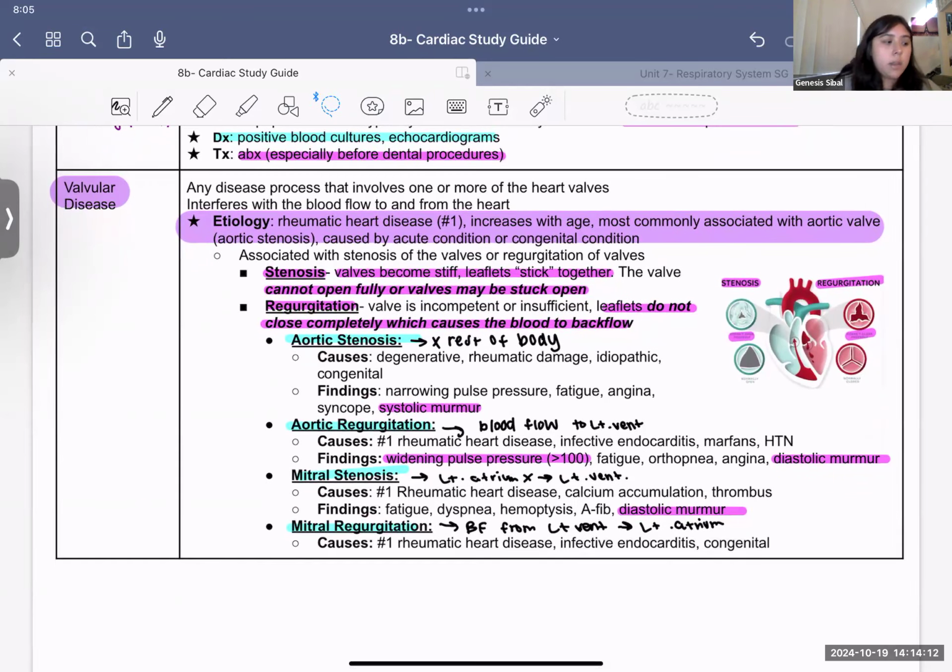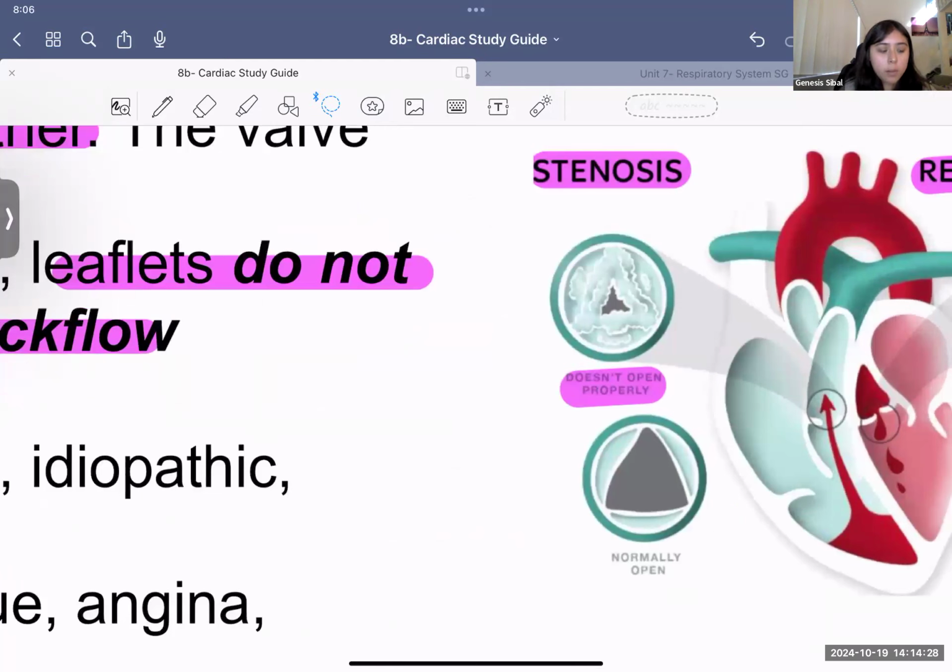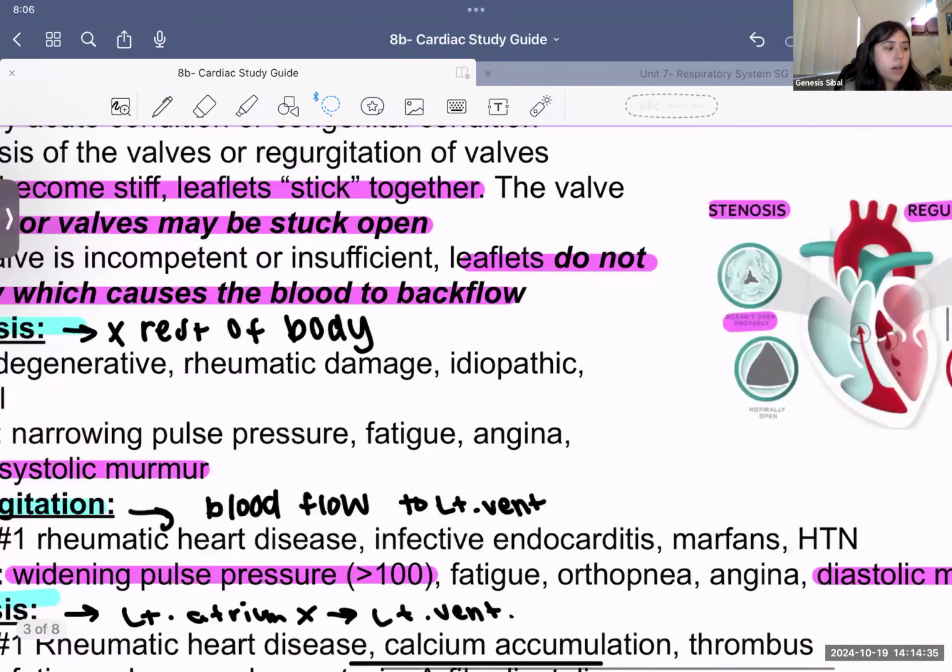But basically stenosis means narrowing, right? So valves become stiff. Those leaflets of those valves stick together, so it cannot open fully. Or the valves may be fully open, but basically, we just associate that most likely they are not open. And that's usually what we're referring to. So it's not open, so you're having that blood flow literally just stay in there.